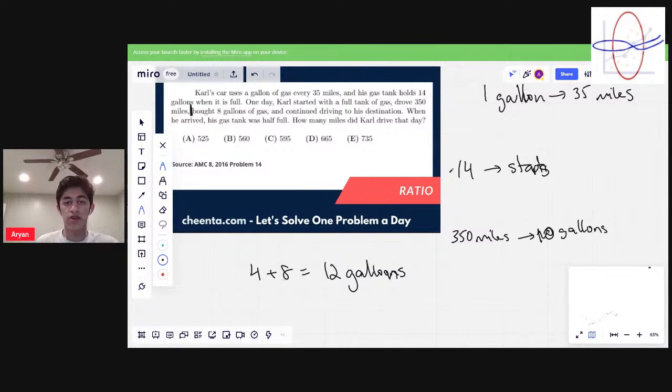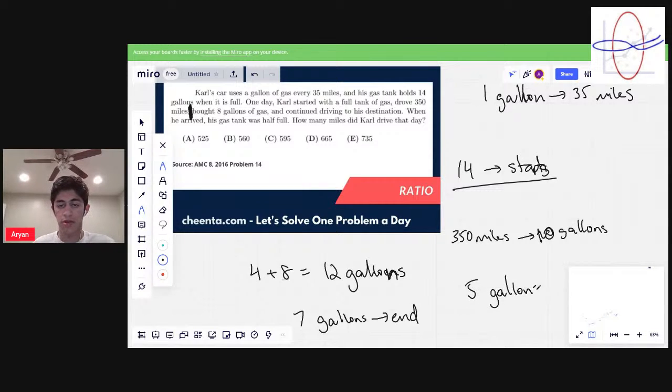And it says he continued driving, and when he arrived, his gas tank was half full. So gas tank being half full, if the total is 14, we know that 7 gallons is what he must have ended at. So if he had 12 gallons up until this point and then he ends at 7, we know he used up 5 gallons in this portion of the trip.